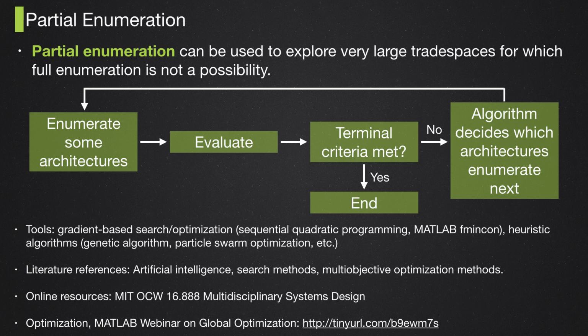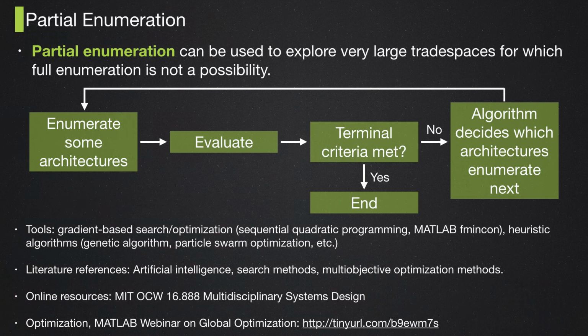Now let's comment a little bit about partial enumeration. This can be used to explore very large trade spaces for which full enumeration is not possible. You would learn much more about this if you were to do a course, for example, in multidisciplinary optimization, which, by the way, you can find courses online. For example, on OpenCourseWare at MIT, you can find a good course on MSDO, called Multidisciplinary System Design Optimization.